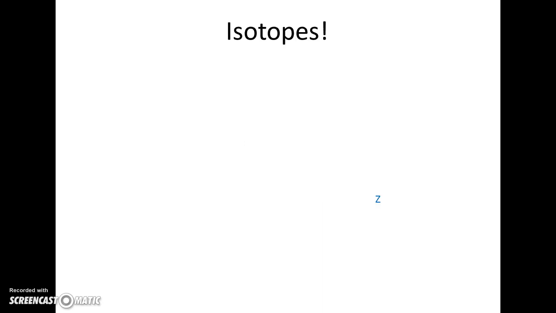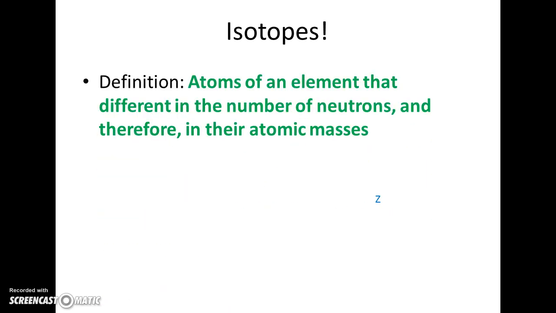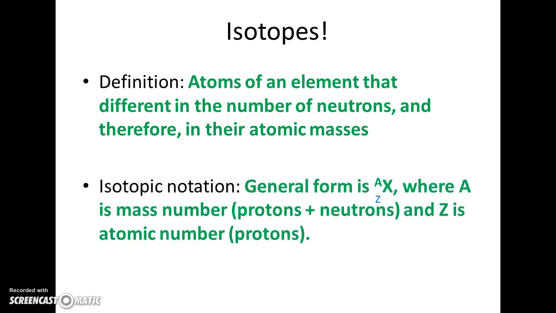Okay, so first let's do a quick review of isotopes. They're atoms of an element that differ in the number of neutrons and therefore in their atomic masses. The general form for isotopic notation is AXZ. A in the upper left-hand corner is the mass number, which is the protons plus the neutrons. Z is the atomic number, protons. X is just the element symbol, whatever that might be.